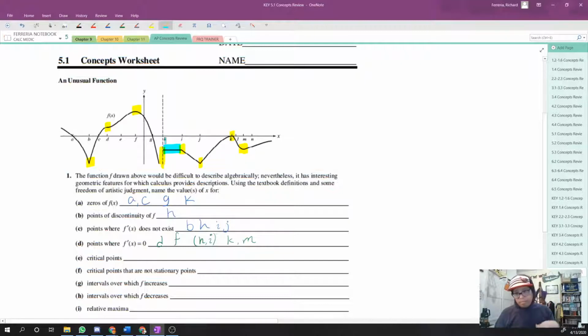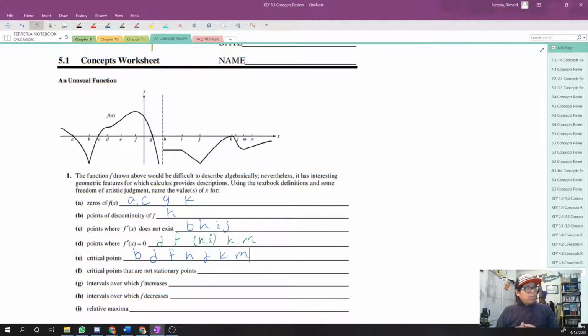Yeah, so let's just write those down now. A lot of calculus students mix up the definition of a critical point. A critical point is not a place where you have a relative maximum or a minimum. It's just a place where the derivative tells you something about the curve. Oftentimes, that means that you have a relative minimum or a relative maximum, but not always.